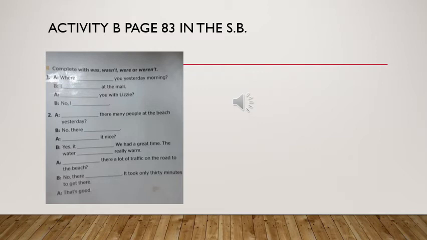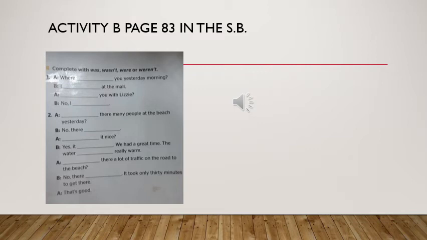Okay. Now, next one. It's a question. So we start the question with was or were. Here we write was because we have it. Okay. Don't forget, you have to start with a capital letter, capital W. Okay, so was it nice? Yes, it was. Yes, it was, because you have it. We had a great time, and the water. So what do we use for water? Water is an uncountable noun. With uncountable nouns, we use was. So with water was. Remember that. So the water was really warm.